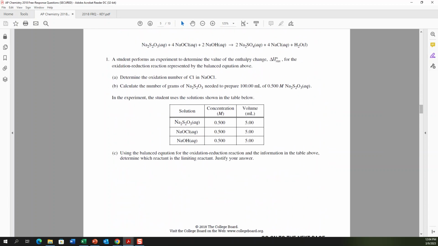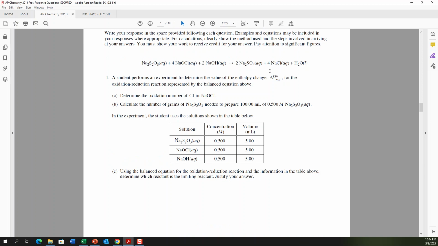All right, so let's go into question 1. We got this big equation. It's already balanced for us. They got their coefficients there. And a student performs an experiment to determine the enthalpy change, delta H. So we're probably thinking about calorimetry data, and maybe we'll have to calculate the delta H of a reaction, so making sure, back from unit 3. But question A just says, determine the oxidation state of chlorine in sodium hypochlorite.